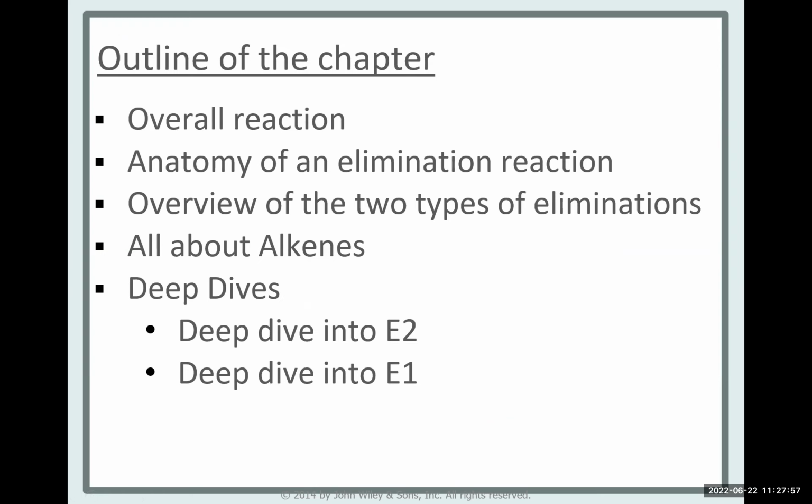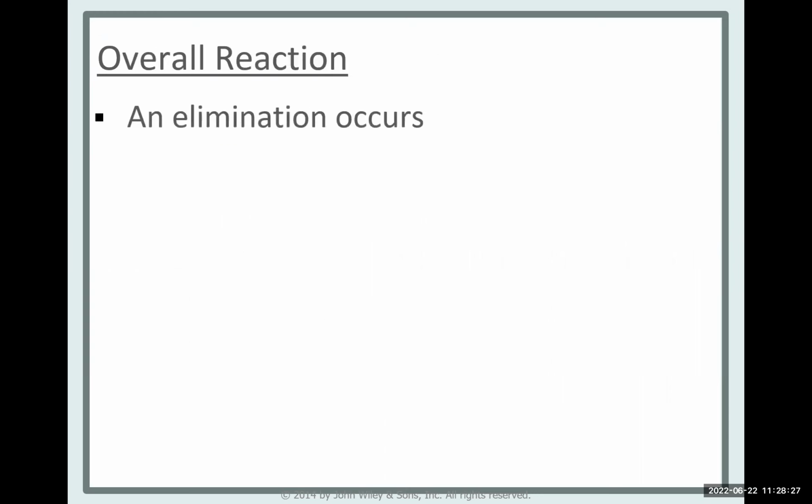So today what we're going to cover is up through all about alkenes. We're going to do the overall reaction. We're going to go through it pretty quick because it is very similar to SN1 and SN2. Then we'll do the anatomy of the reaction, an overview of the two types of elimination, and then we'll talk about alkenes because elimination reactions make alkenes, and you need to know some about the stability of alkenes to be able to predict products of these reactions. So let's start with the overall reaction.